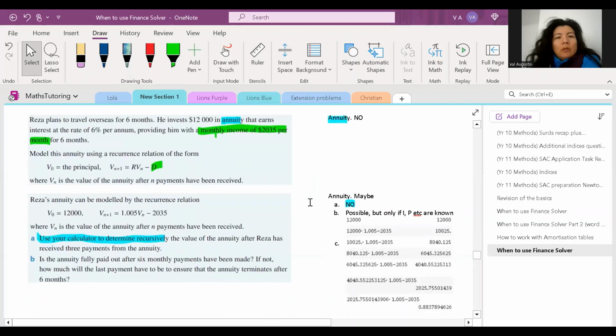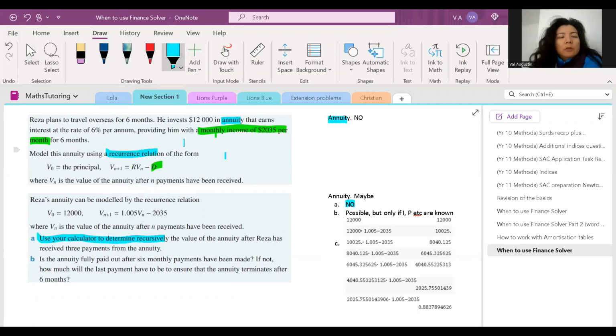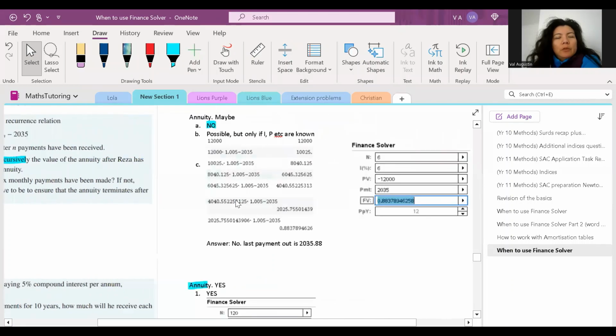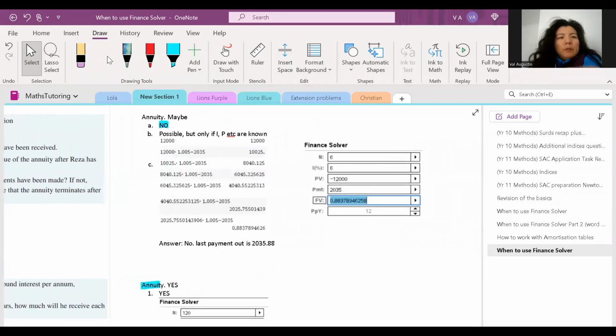And this one here is an annuity. Because it's asking you to model the recurrence relation, using a recurrence relation, I wouldn't use Finance Solver. For part A for this one, even though it's an annuity, I can't use Finance Solver for part A. For part B, you could do it. So there are 2 methods here. This method is using the recursive relation, and this one's using Finance Solver. So you could choose either option.